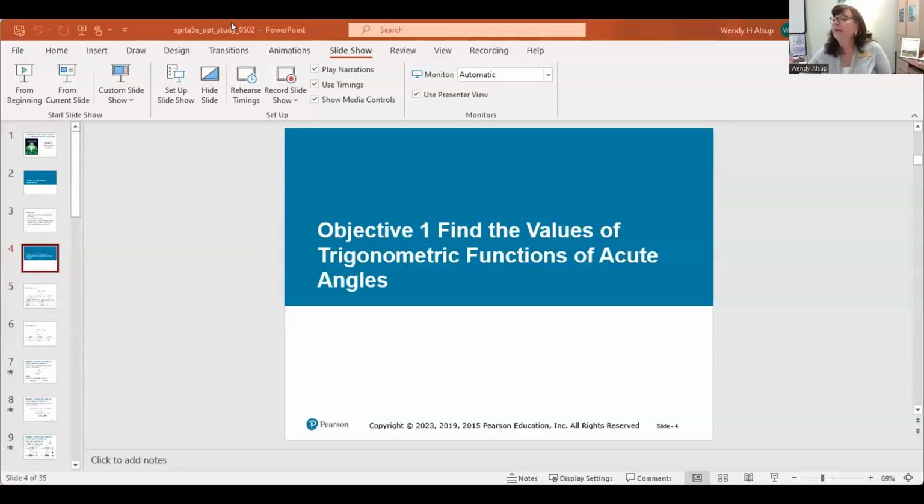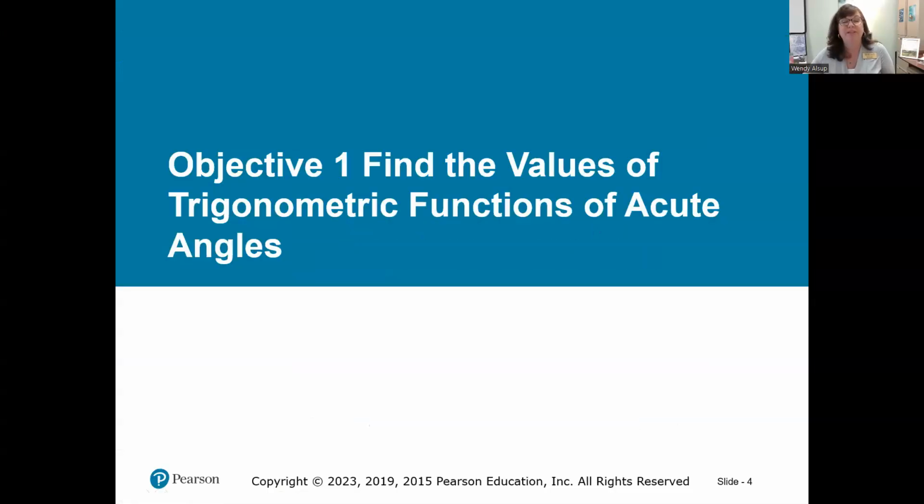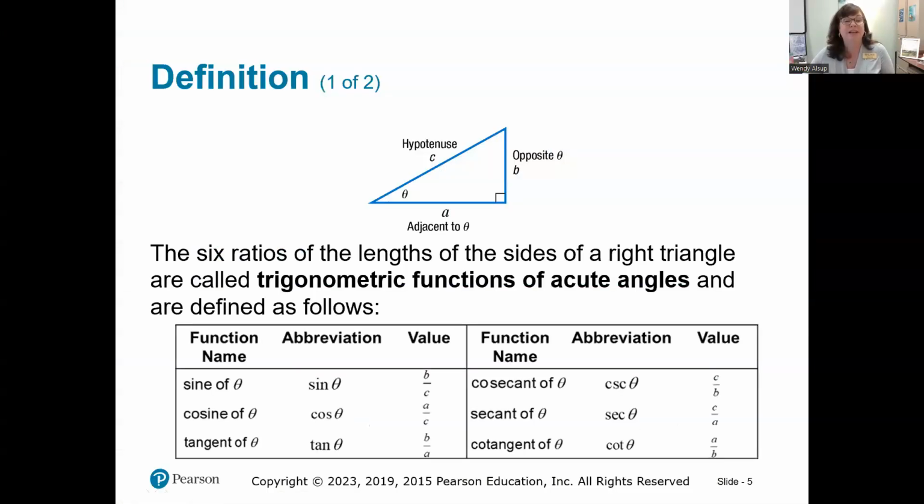Share with you my PowerPoint. Here we go. And let's go ahead and start our slideshow. All righty. Find the values of the basic trigonometric functions. We're talking about sine, cosine, tangent, cosecant, secant, and cotangent. And these are all being formed by right triangles.